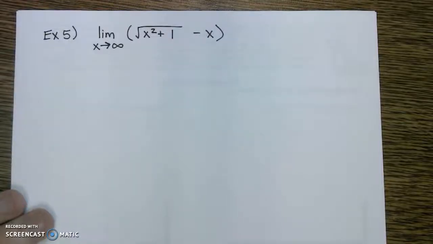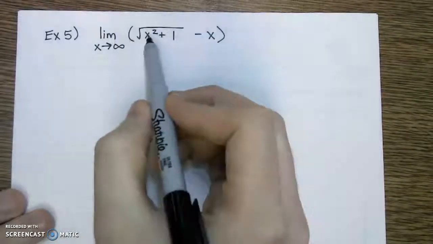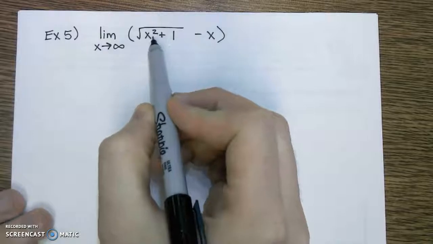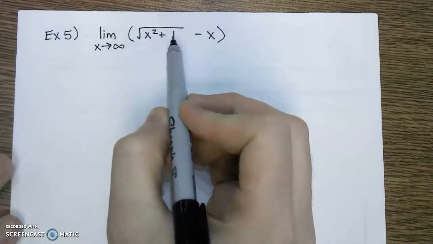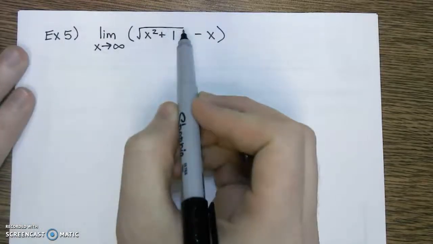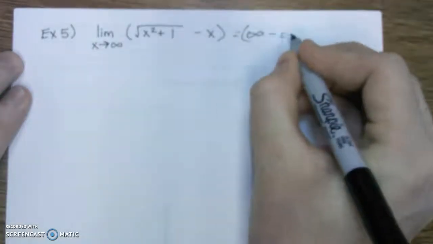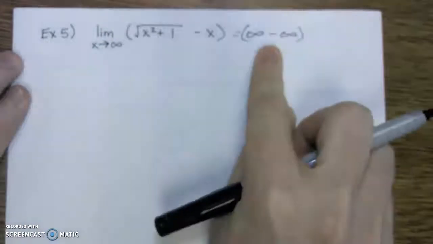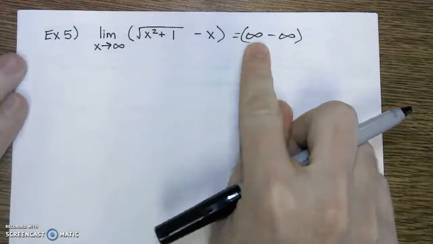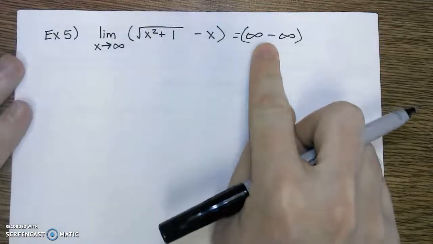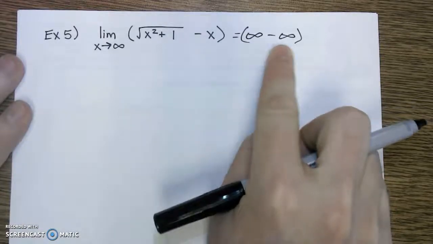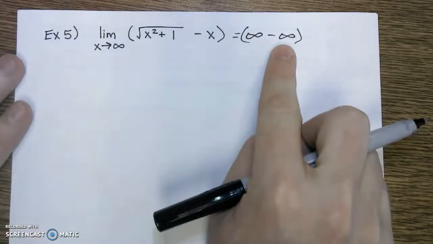In example 5, if you were to plug in infinity, you would get infinity squared, which is infinity, plus 1, which is infinity. Square root of infinity would still be positive infinity, so we're getting positive infinity minus infinity. Now, you might think this equals 0, but that is actually an indeterminate form. We can't determine what infinity minus infinity is.